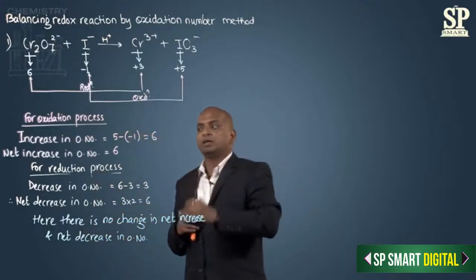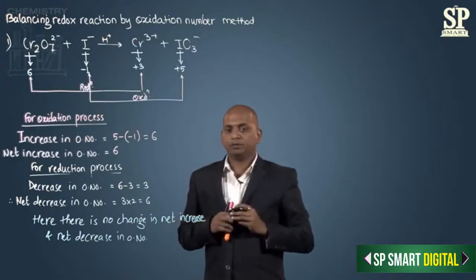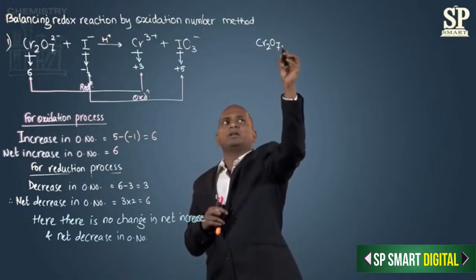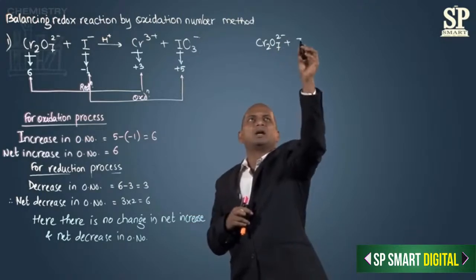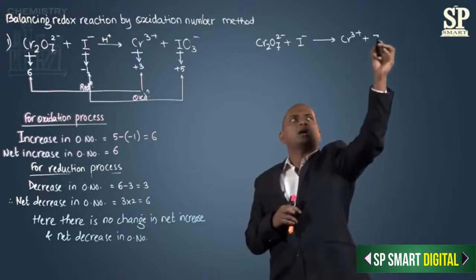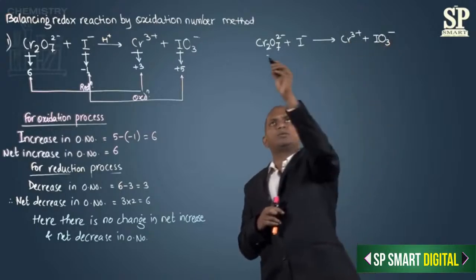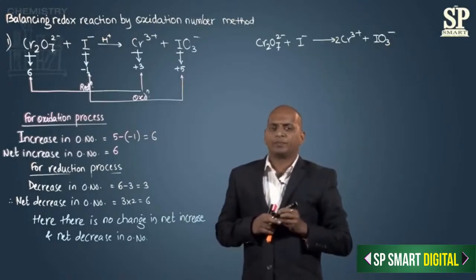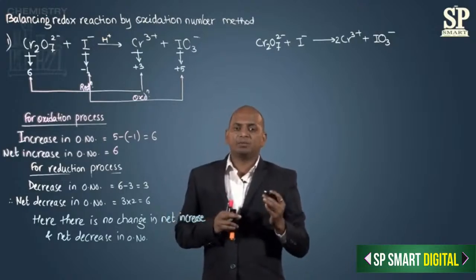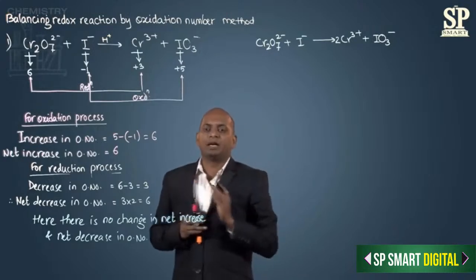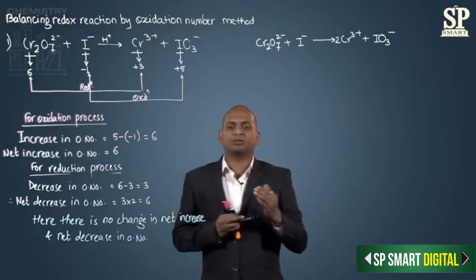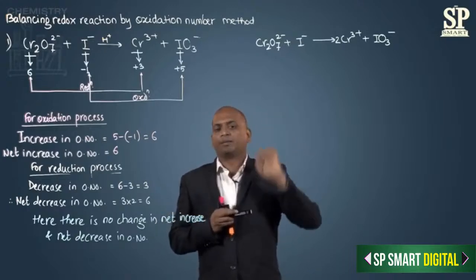So we'll go for the actual reaction now. What is the reaction? Cr2O7 2- plus I- gives you Cr3+ plus IO3-. We have to balance chromium over here. Now the next steps are the same as those of the ion electron method, but there we are dealing with oxidation and reduction processes separately. Here we are taking them in one.